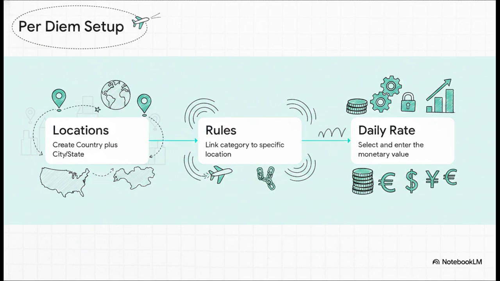First, you create the expense locations by combining the country code with specific cities or states. Next, you jump into expense management rules and create a new rule that links your per diem expense category to that new specific location. Finally, down in the rule conditions, you just select daily rate and punch in the actual monetary value for that exact geographic area.